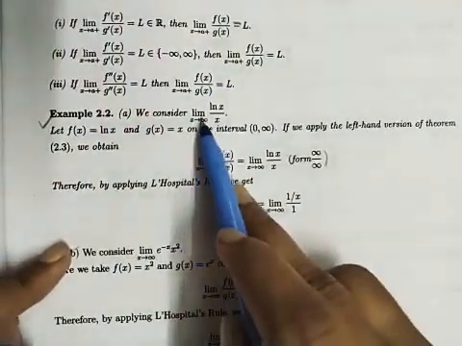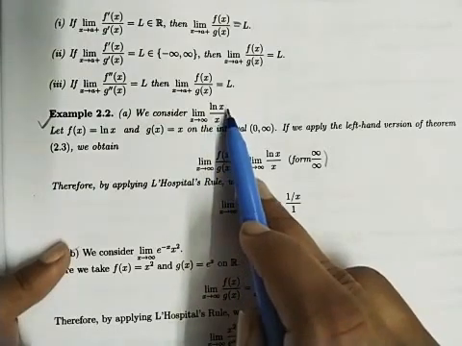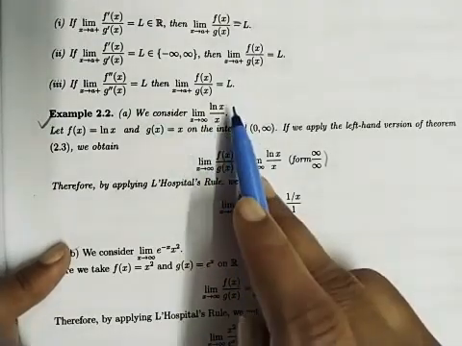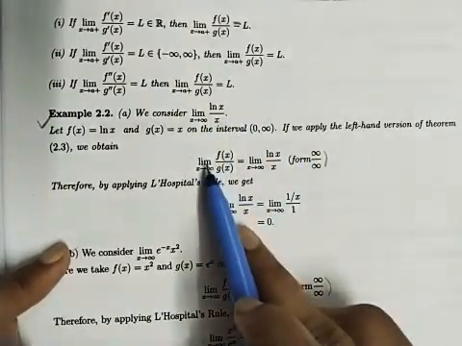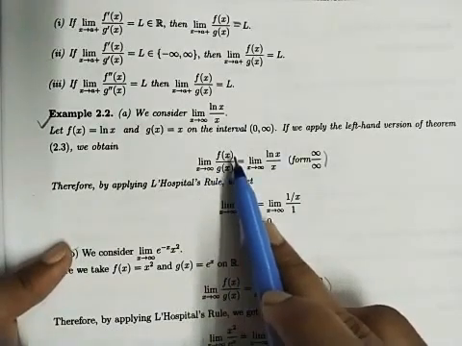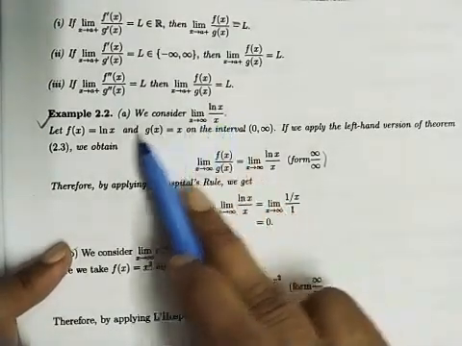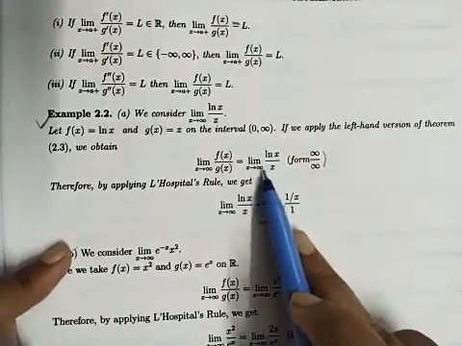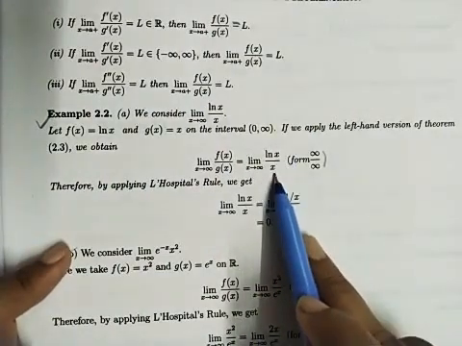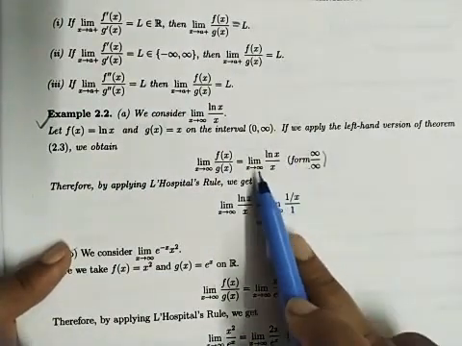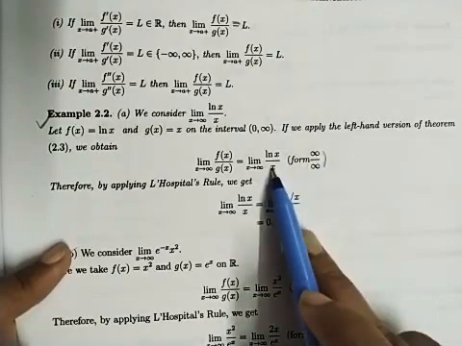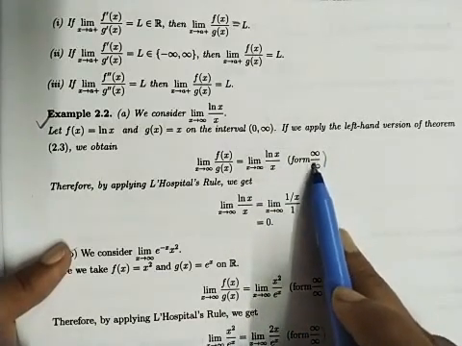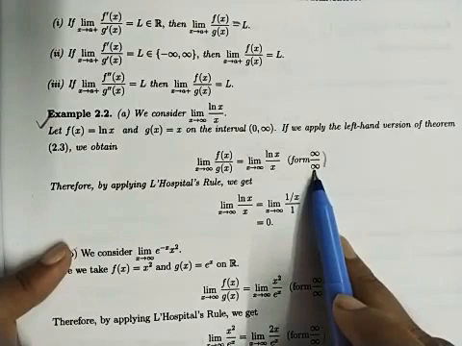So consider limit x tends to infinity log x upon x. So here what will be the limit? Limit x tends to infinity f(x) upon g(x). So we have taken f(x) as log x, g(x) as x. If we apply the limit here, what we get? Log infinity is infinity and x is infinity. So it is of the form infinity upon infinity here.